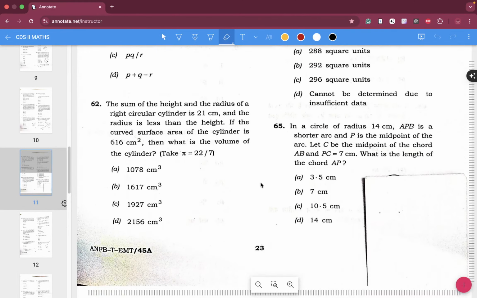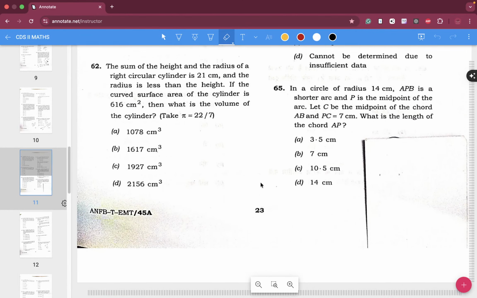Now let's look at question number 62. This is also a very interesting question, right? The sum of the height and radius of a right circular cylinder. How does a right circular cylinder look like? A right circular cylinder looks like this, isn't it? The sum of the height plus radius of the right circular cylinder is 21 is what they are saying, and the radius is less than the height. R is less than height.